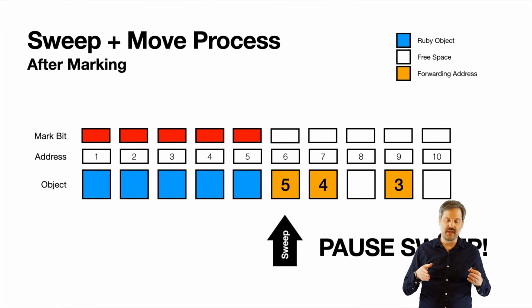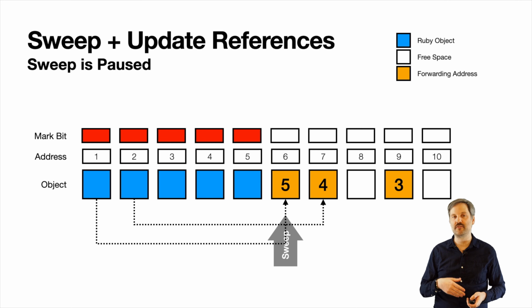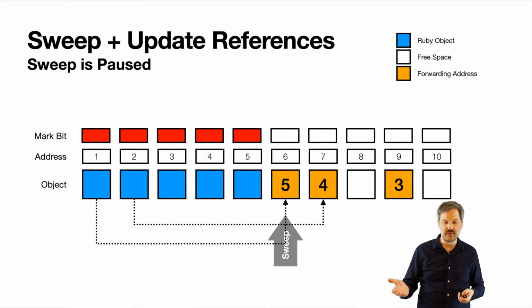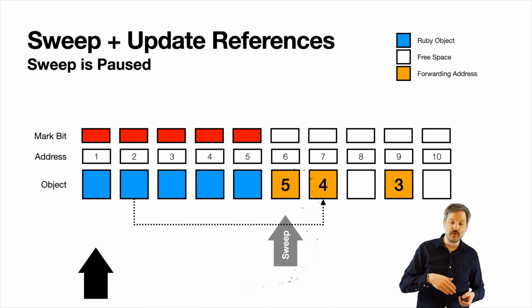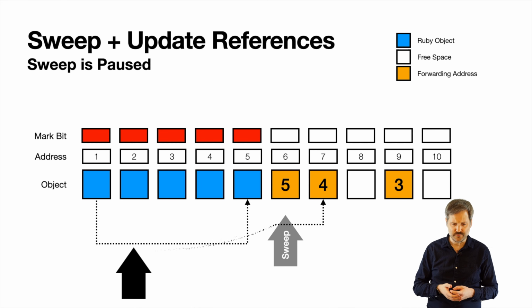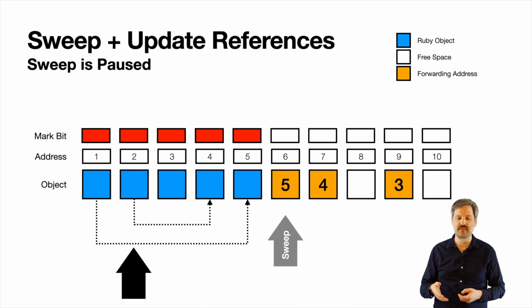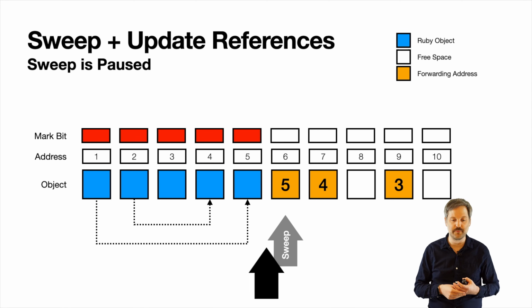Now at this step, we pause the sweep phase and then we go into the reference updating phase. So while the sweep step is paused, we update references exactly like before, where in this case, 1 pointed at 6, but it moved to 5, so we update that reference. And then 2 pointed to 7, but that moved to 4, so we update that reference as well. And we just repeat this process exactly the same way that we did in the first compaction algorithm.